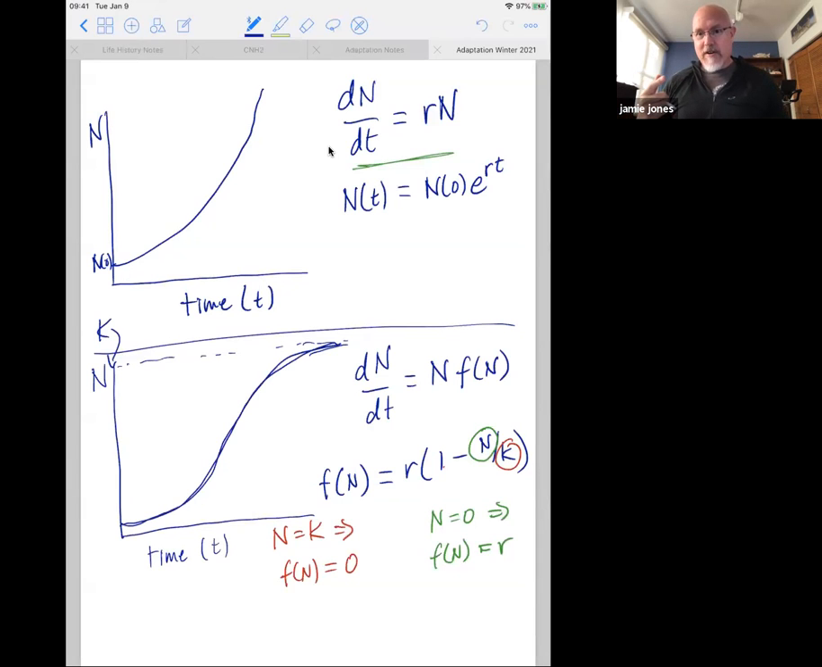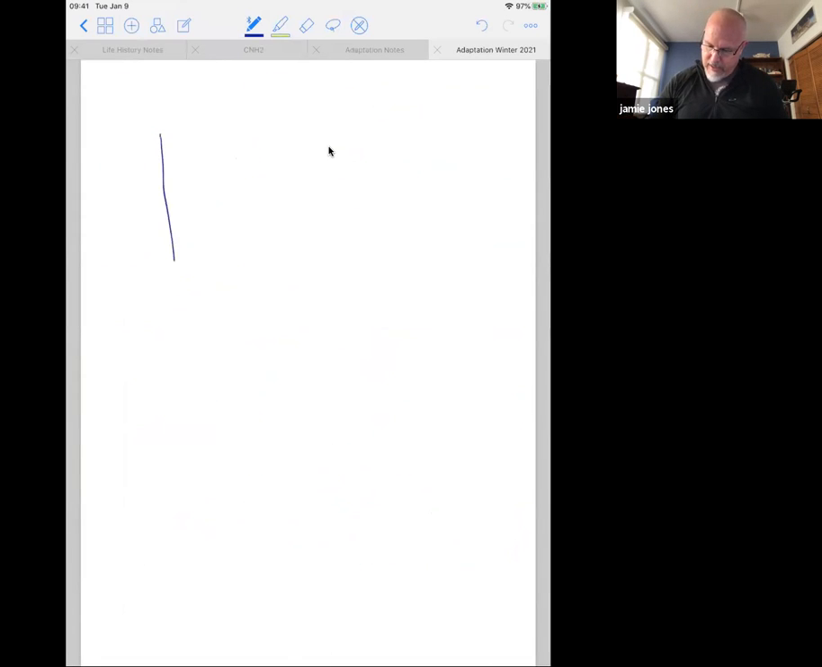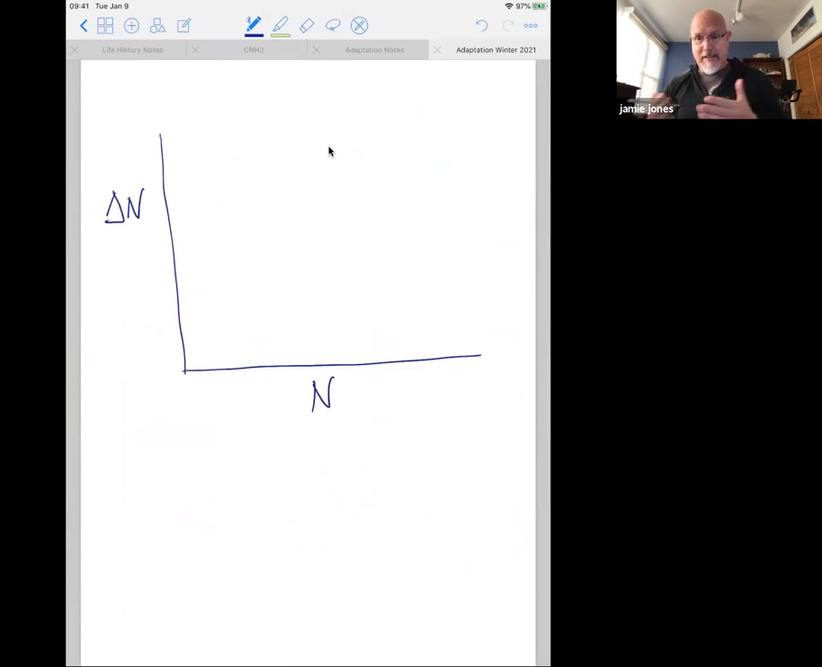There's actually a more useful way of plotting these data, and that's to plot the right-hand side of the equation directly against n. Okay, we call that the recruitment curve. And the recruitment curve is generally a more interesting thing. We'll call that delta n. We're going to plot that against n, right? Because that's the amount the population changes in a small time step.